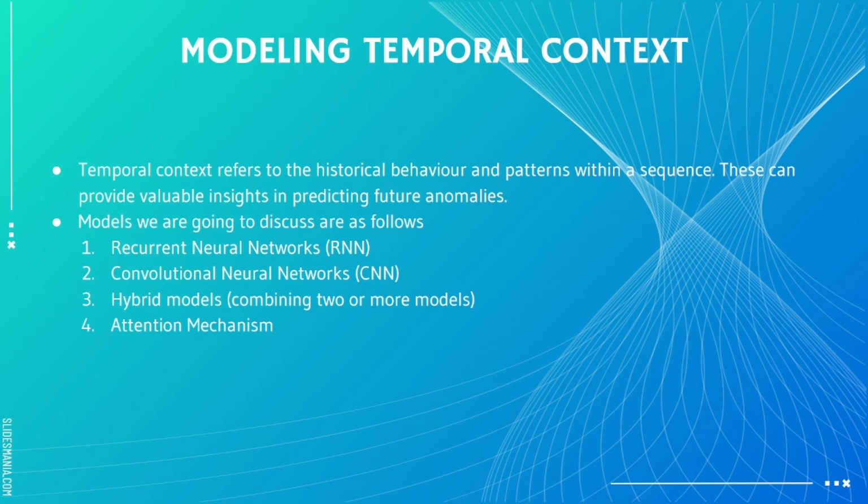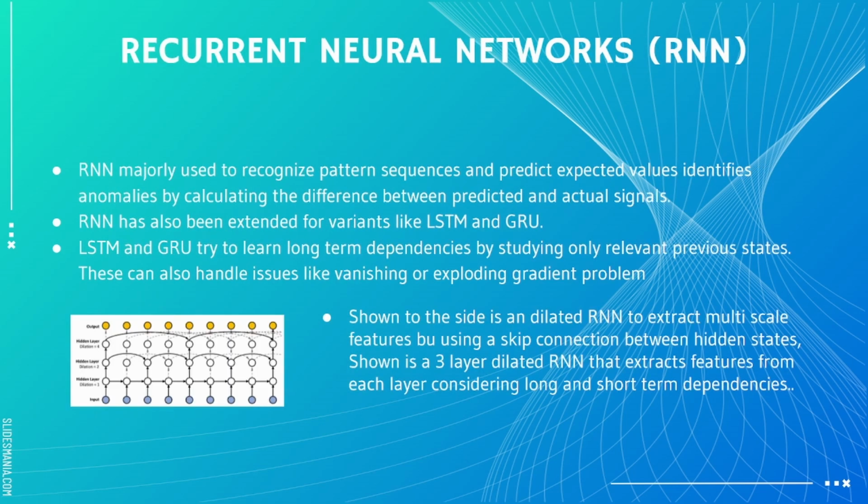Modeling temporal context. The history of a sequence contains a great deal of knowledge about its behavior and can suggest future shifts. Hence, estimating the distribution alone is limited in detecting context and collective anomalies. In time series applications, the temporal context should be considered when modeling the normal status. Models we are going to discuss under temporal context are recurrent neural networks, convolutional neural networks, hybrid models, and attention mechanisms. Recurrent neural networks. RNNs are majorly used to recognize pattern sequences and predict expected values, identifying anomalies by calibrating the difference between predicted and actual sequence.